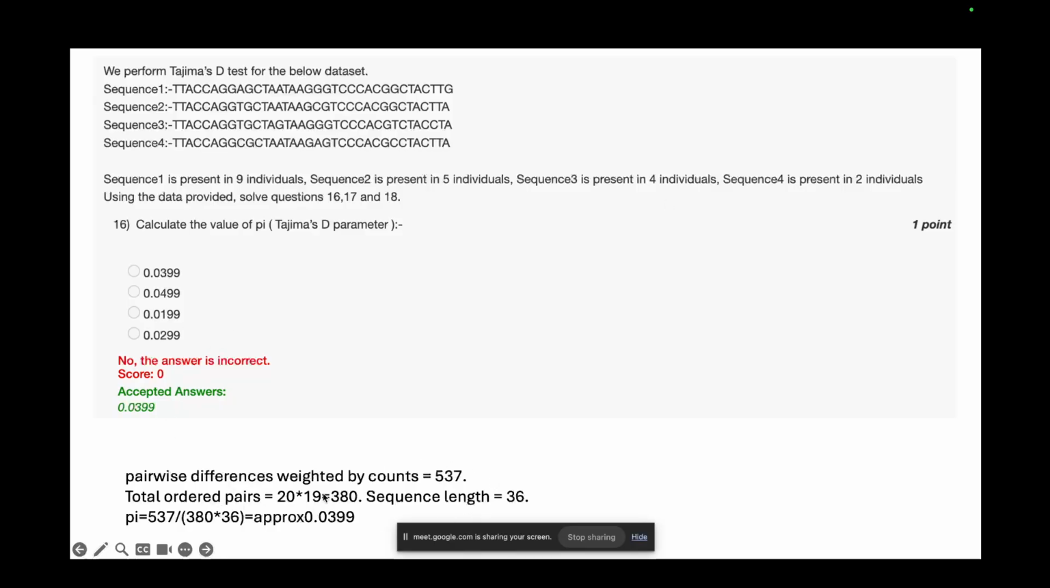Now how many pairs are present? It's basically 20 times 19, so 20 individuals are present, right? So 9 plus 5 is 14, 14 plus 4 is 18, and 2 is 20. So 20 individuals present. We're comparing each of the 20 individuals to the other 19, so the total number of pairs will be 380. 20 times 19, and the sequence length is around 36. So the pi is given by the weighted differences divided by the total number of ordered pairs times the sequence length, which comes as approximately 0.0399.